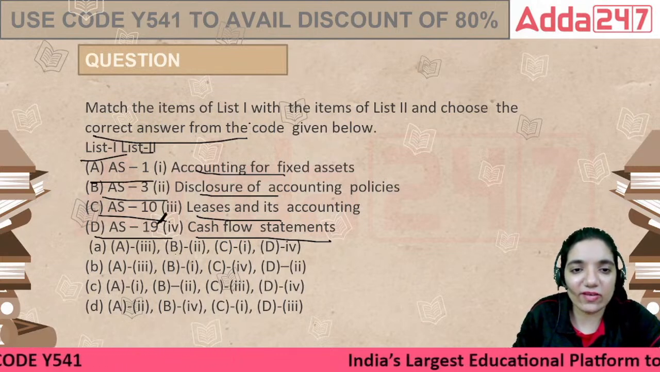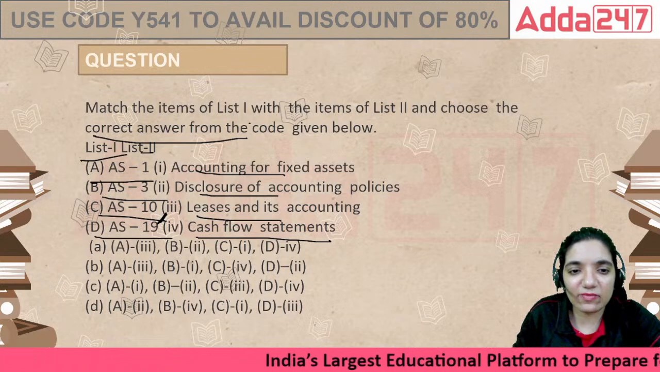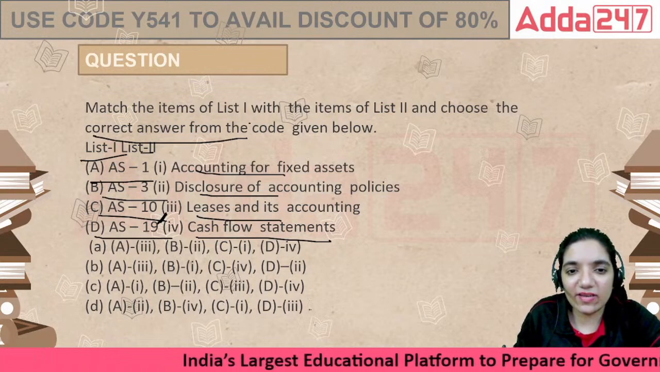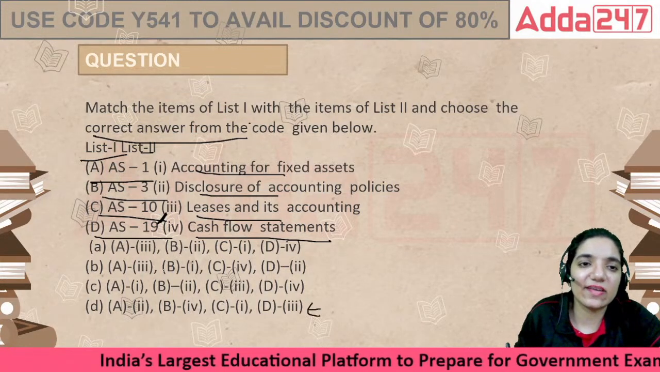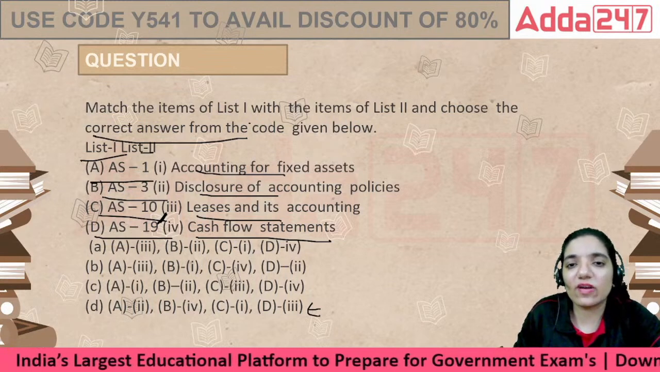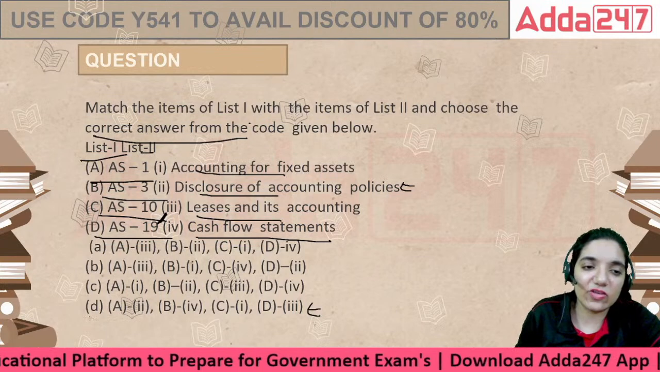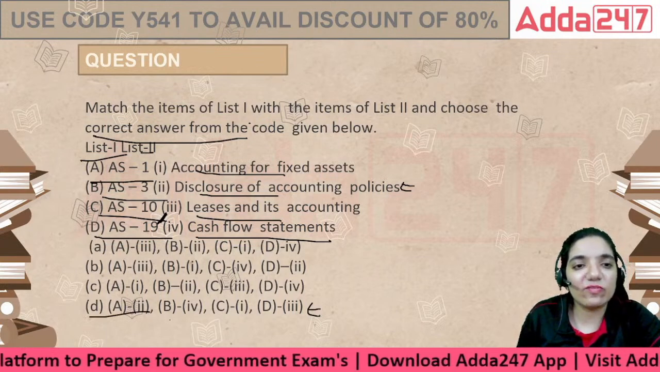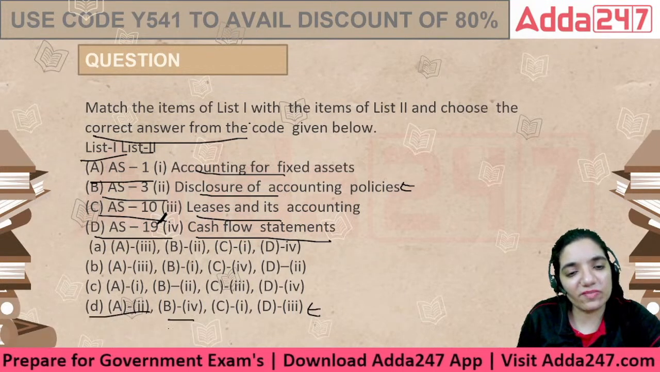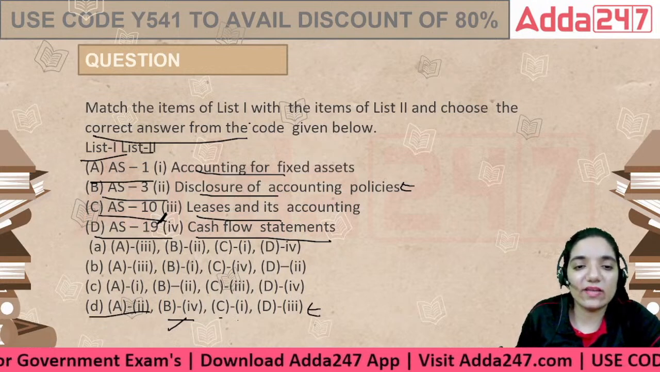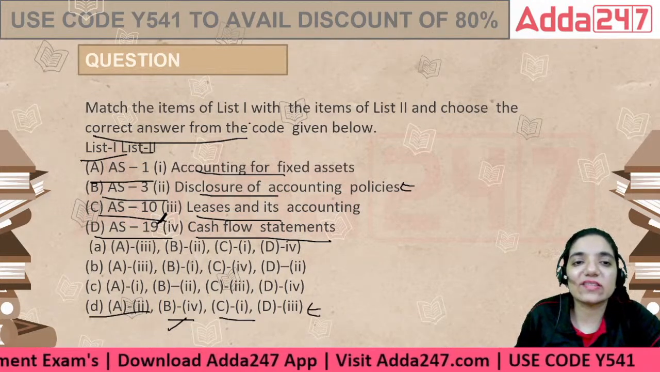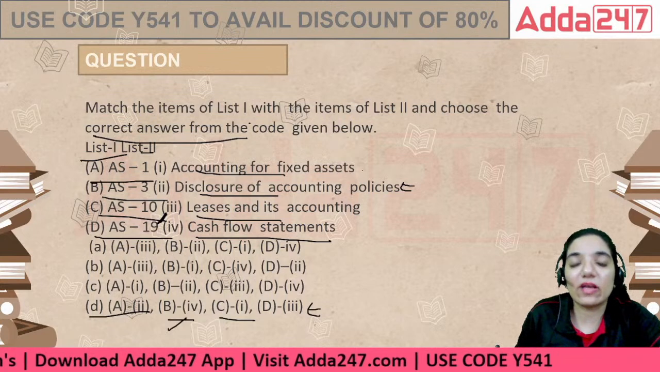AS19 is the third point. Is there anything that would say that D is 3? Okay, there comes the point. AS1 is disclosure of accounting policies. We need to disclose everything in terms of the accounting standards that we are using. That is true. Then in terms of B, AS3 is cash flow statement. That is also true. Then C, AS10 is accounting for fixed assets.